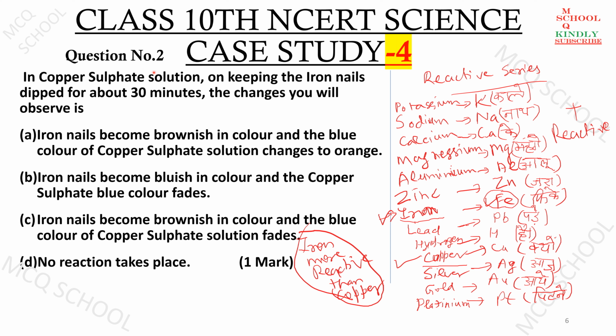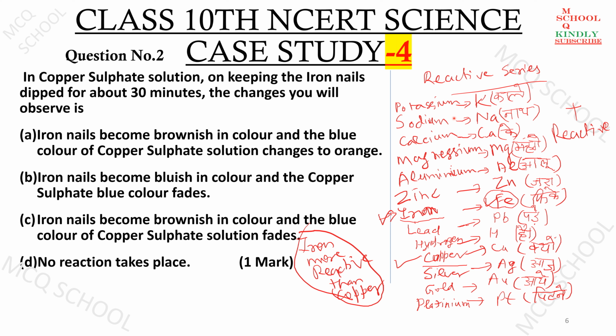Let us take question number 2. In copper sulfate solution, on keeping an iron nail dipped for about 30 minutes, the changes you will observe are: A. Iron nail becomes brownish in color and the blue color of copper sulfate solution changes to orange. B. Iron nail becomes bluish in color and the copper sulfate blue color fades. C. Iron nail becomes brownish in color and the blue color of copper sulfate fades. D. No reaction takes place.